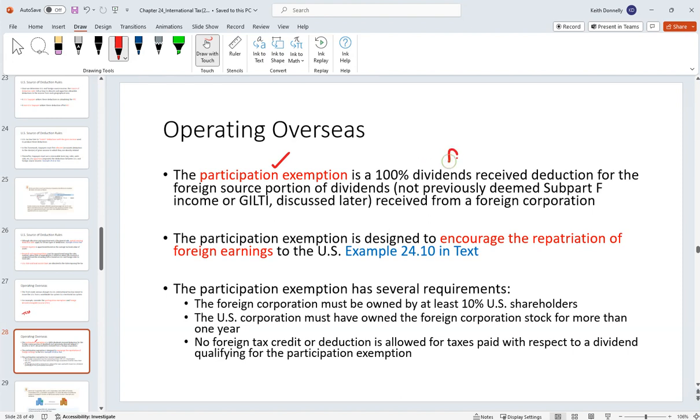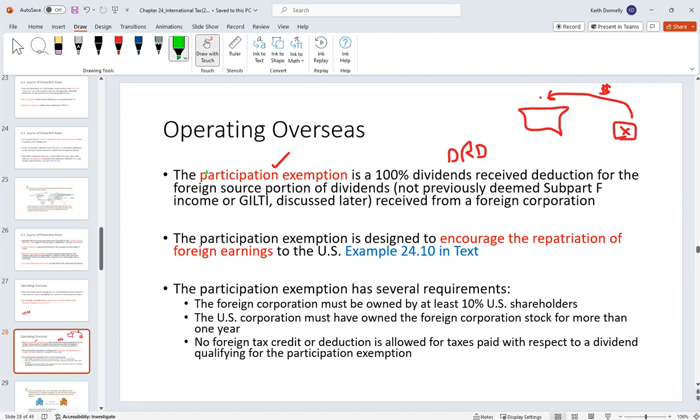So with regard to the participation exemption, what is it? It's a type of DRD. Essentially what it says is this: if you have income overseas through a foreign corporation, as a general rule, you don't claim that on your US tax return until you physically bring the money back here, repatriate it. That's the idea. And what was happening? A lot of companies were just sitting on money overseas.